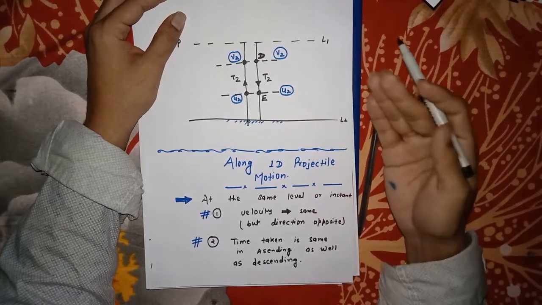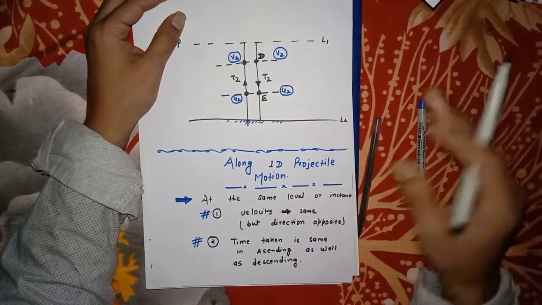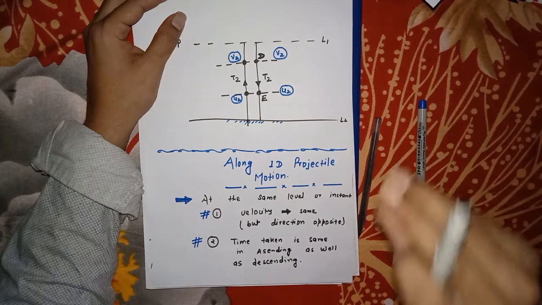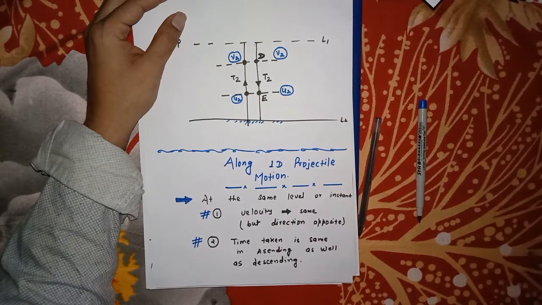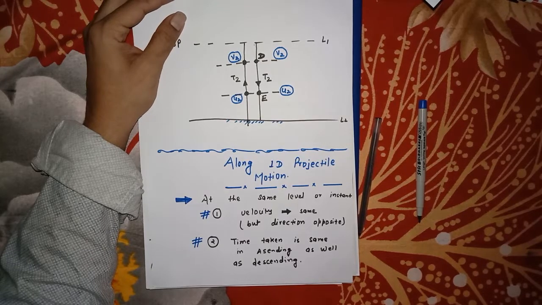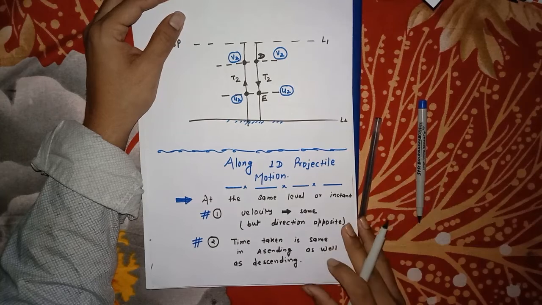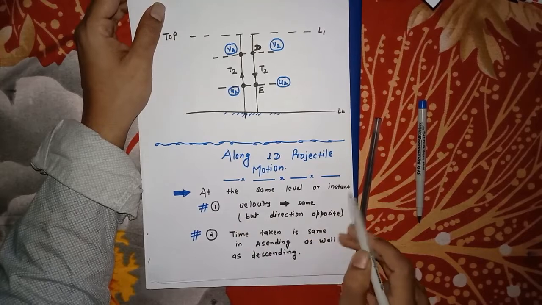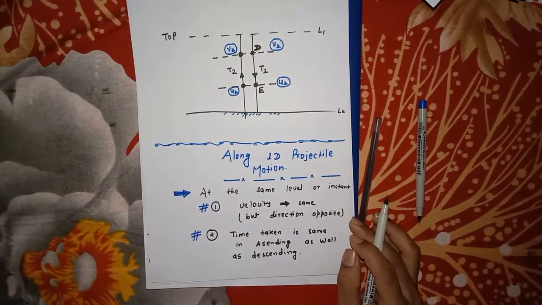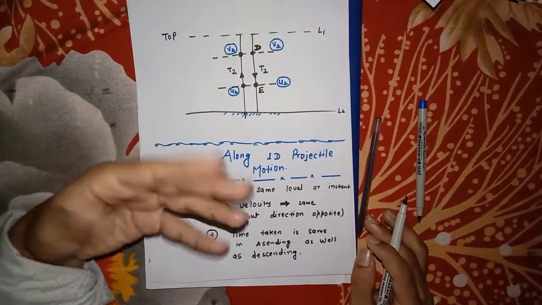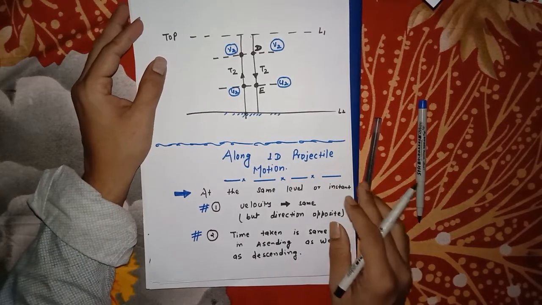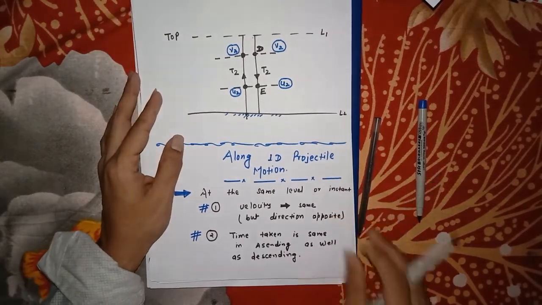So what we have learned in this situation is that time of ascent equals time of descent between any two particular instants, and at any instant, going down or up, the speed is the same in projectile motion for the 1D case. So I have written that at the same level or instant, velocity is the same but direction is opposite, because you have seen that in one case the ball is going up and in another the ball is going down. So the time taken is the same for ascending as well as descending.